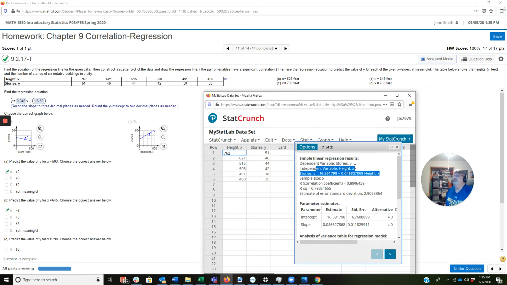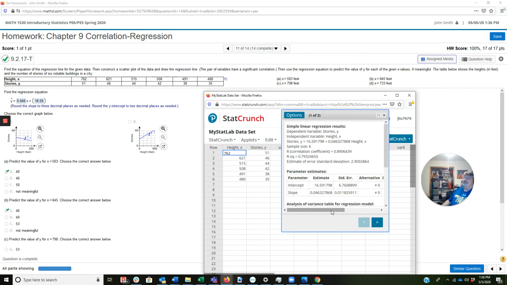And we notice that 16.59 is my intercept, and 0.046 rounded to 3 places is indeed essentially the slope. And you notice that it's both filled in right there. So I've got my regression equation.